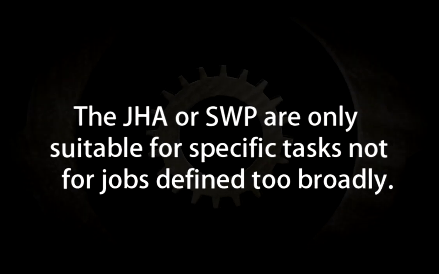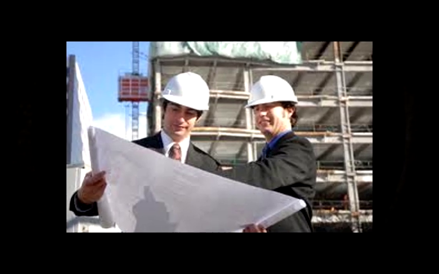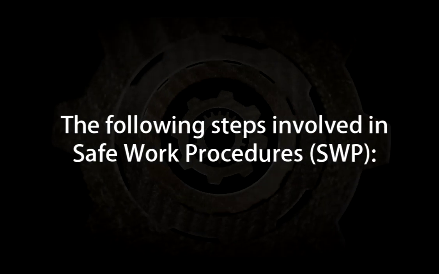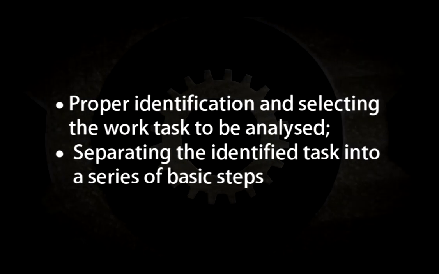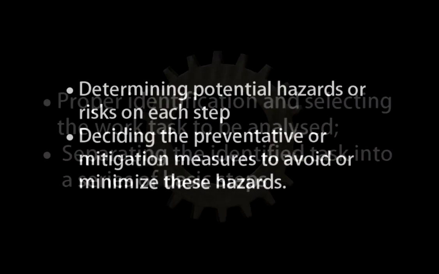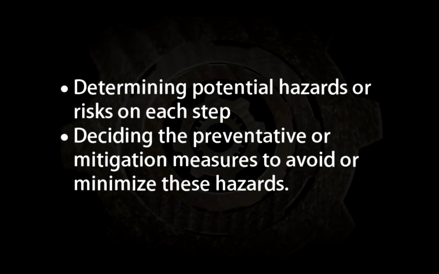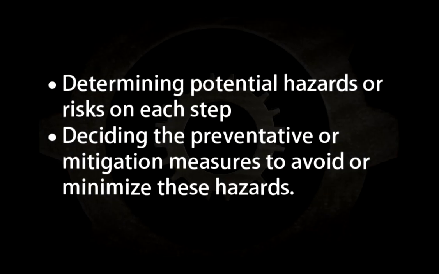Also, job hazard analysis or safe work procedure helps to identify the plants and materials to be used and when they are required. The following steps are involved in safe work procedures: proper identification and selection of the work task to be analyzed, separating the identified tasks into a series of basic steps, determining potential hazards or risks in each step, and deciding the preventative or mitigation measures to avoid or minimize these hazards.